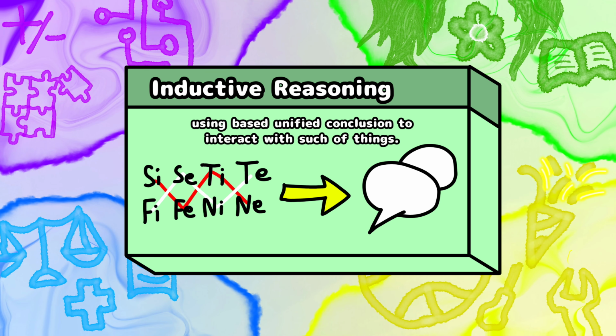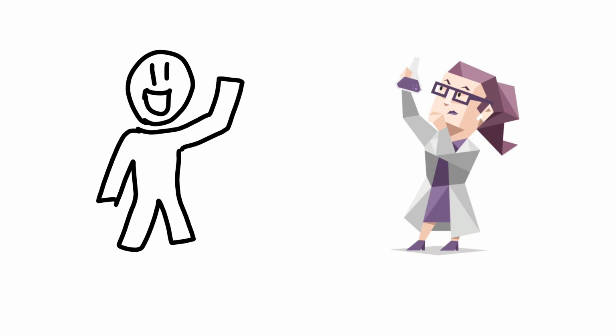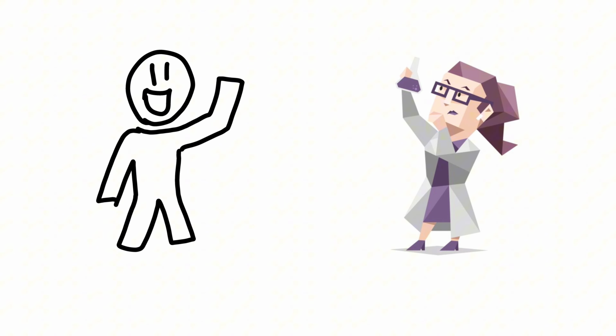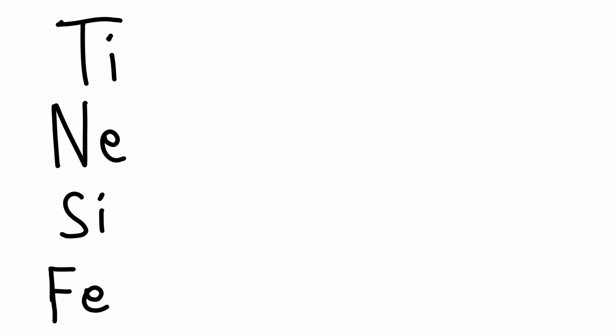Inductive reasoning: from unit to method conclusion. If you need to interact with your friend or crush, for example if your friend is INTP, by using my methodology process, you learn how to interact correctly with an INTP.